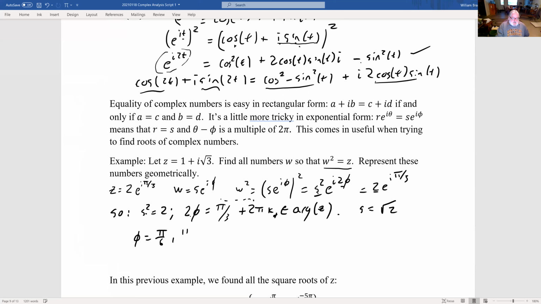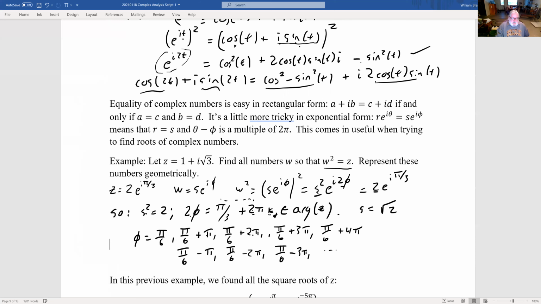Phi could be pi over 6 plus pi. That's where we take k equals 1. Phi could be pi over 6 plus 2 pi, if we take k equal to 2. Phi could be pi over 6 plus 3 pi, pi over 6 plus 4 pi, etc. Right, if I take 2 pi and divide it by 2, I get pi. If I take 4 pi and divide it by 2, I get 2 pi. If I take 6 pi and divide it by 2, I get 3 pi. Or it could be pi over 6 minus pi, pi over 6 minus 2 pi, pi over 6 minus 3 pi, etc. So that's all the possible values that phi could be.